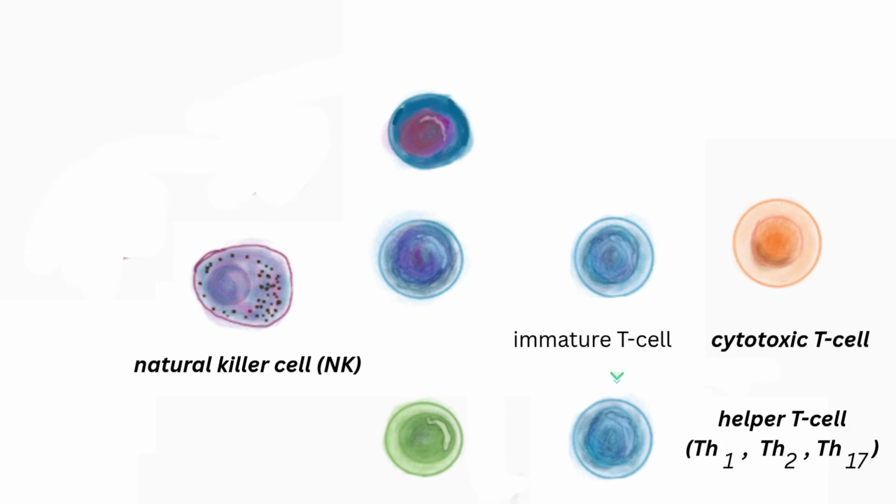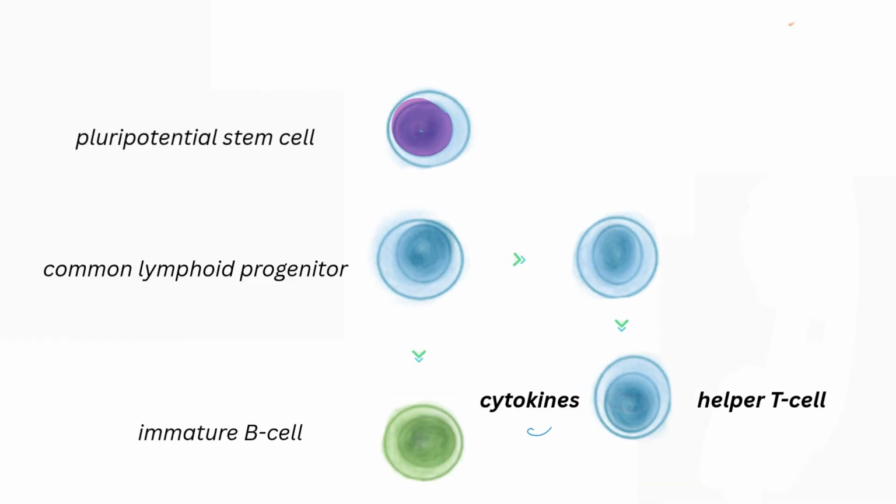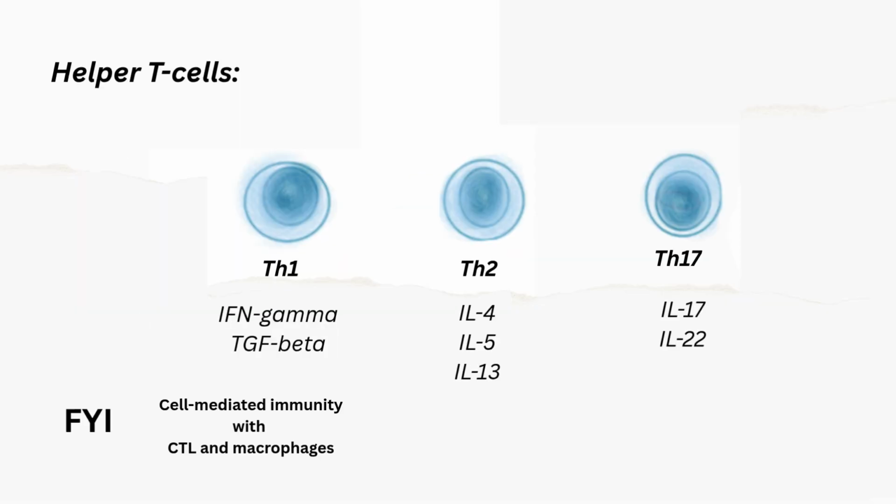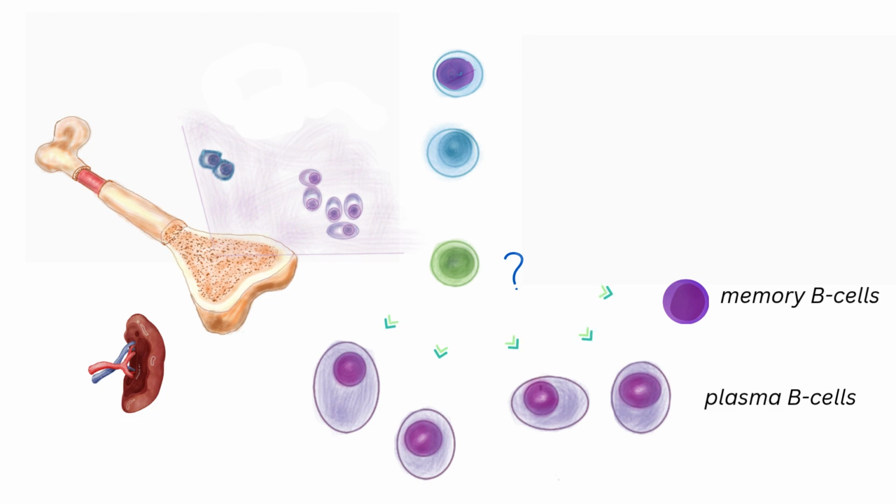Helper T cells do not kill or phagocytize infected cells or microorganisms, yet they are arguably the most important cells of the adaptive immune response because of the important role of orchestrating the immune response with cytokine secretion, driving other immune cells to activate and mobilize for attack. B cells become either memory B cells or plasma B cells, which reside in the bone marrow or spleen to become antibody factories.